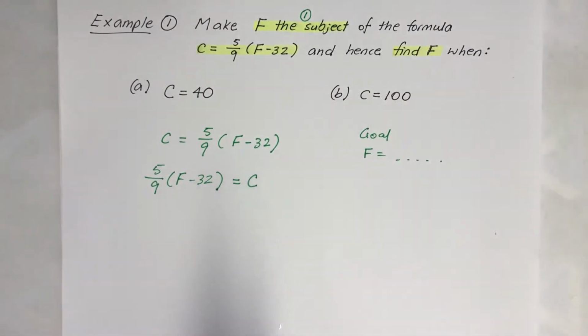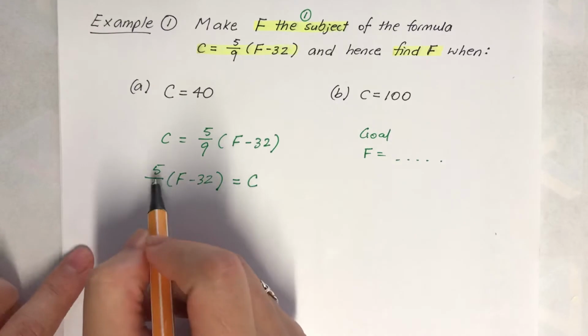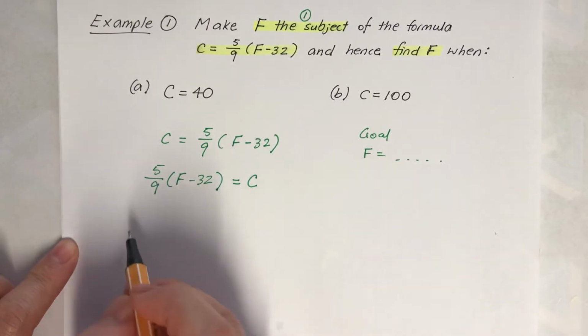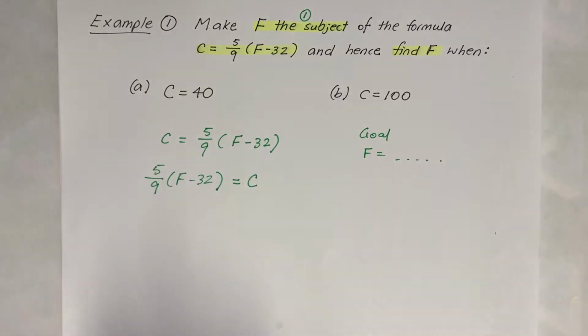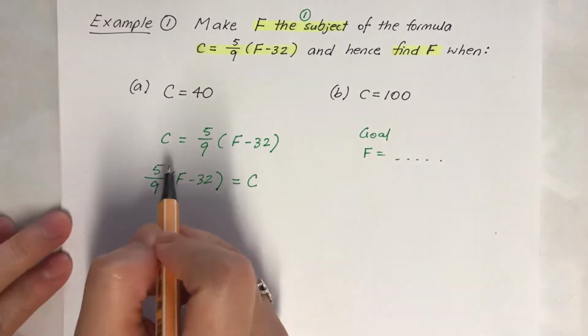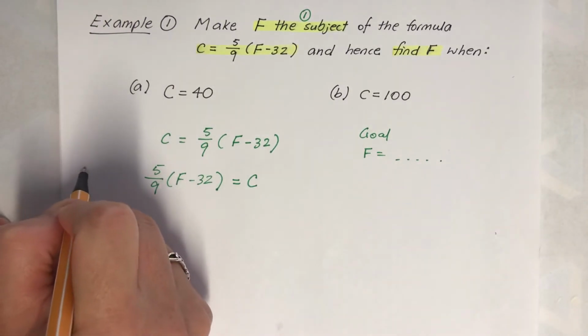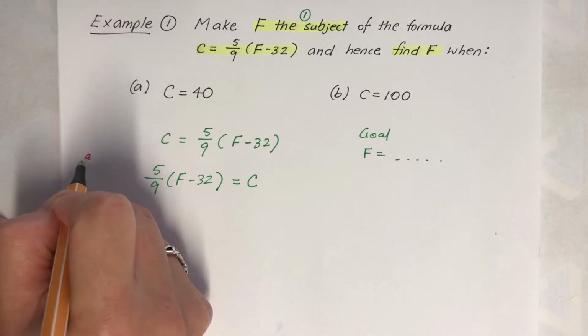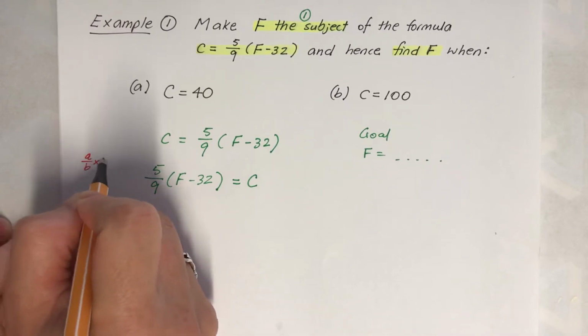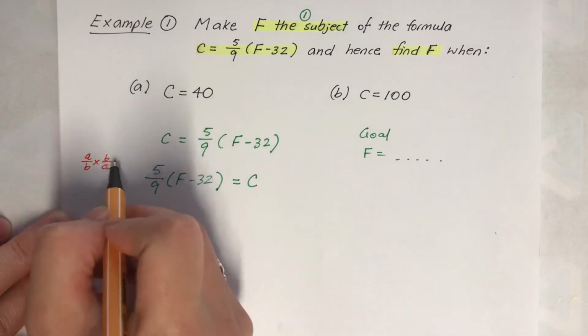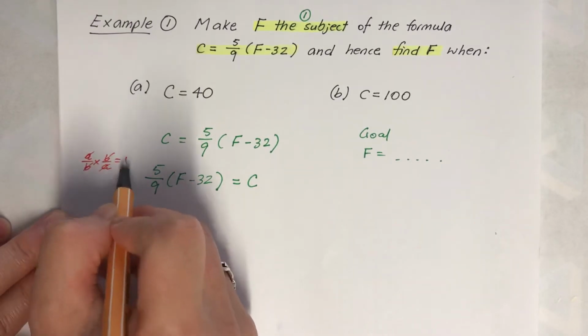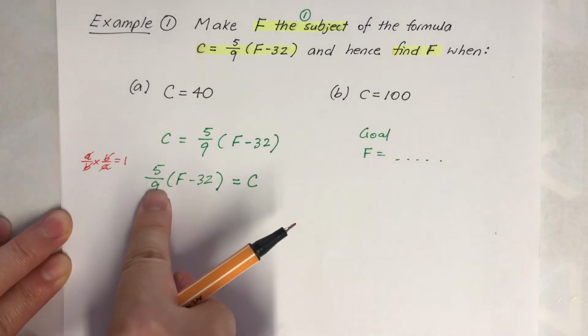And then I have to get rid of 5 over 9, because I wanted F to be by itself, and I've got something I don't want, which is 5 over 9. Anything like this, you need to times by the reciprocal, like a flipped version, so it'll always make 1. For example, if I had A over B and I times by the flipped version, B over A, it would cancel out and make 1. So that's what we want.